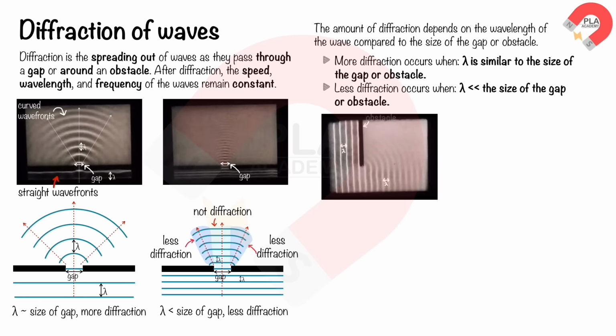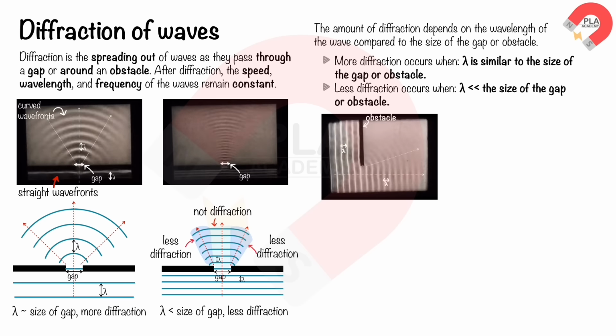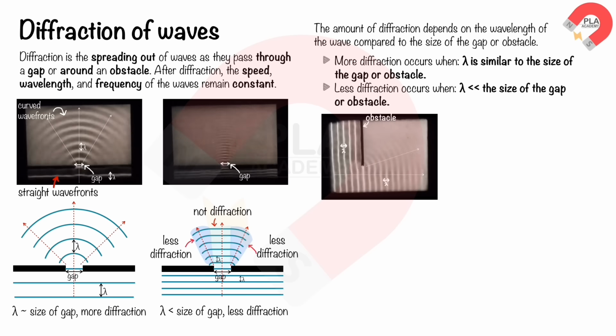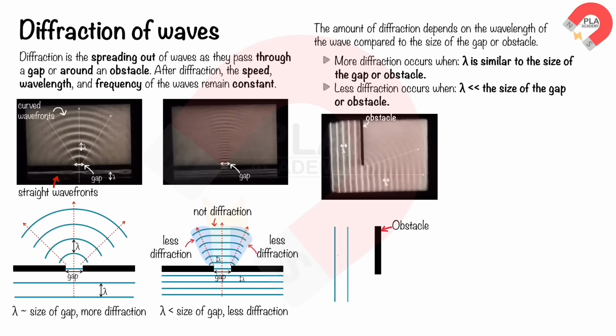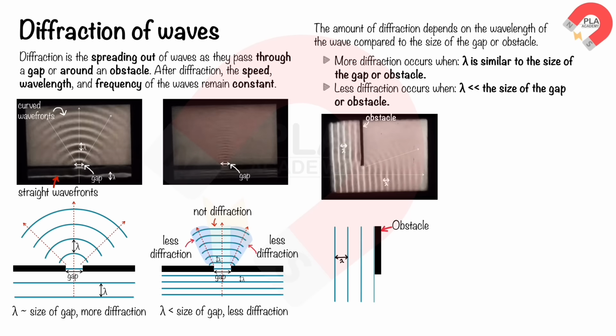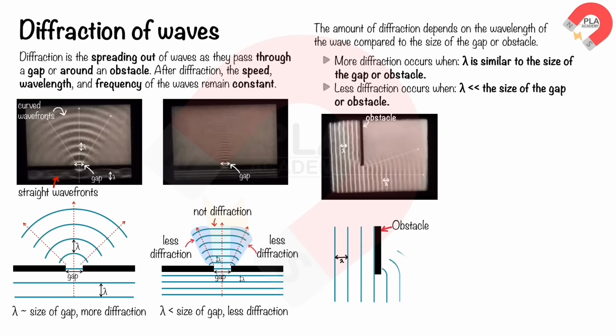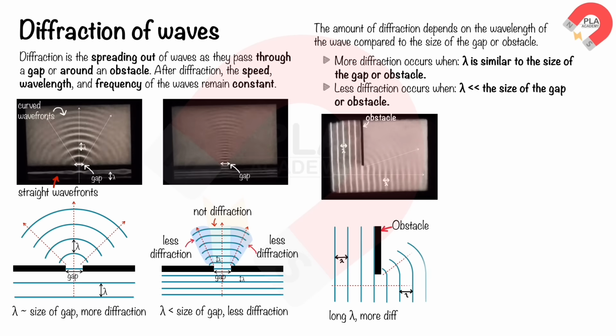Candidates should be able to draw the diffraction of waves around an obstacle. Draw an obstacle. Draw the straight wave fronts of waves with wavelength lambda. Draw the diffracted wave fronts that spread out around the edge of the obstacle.